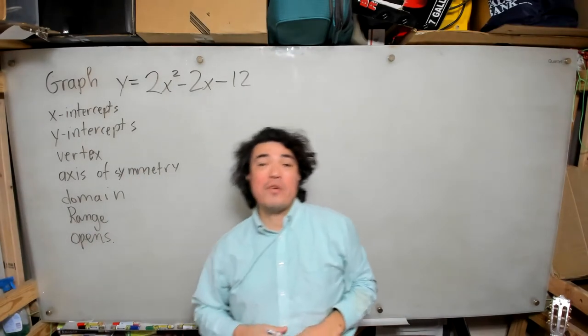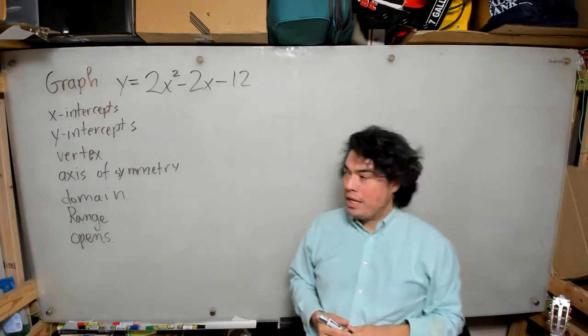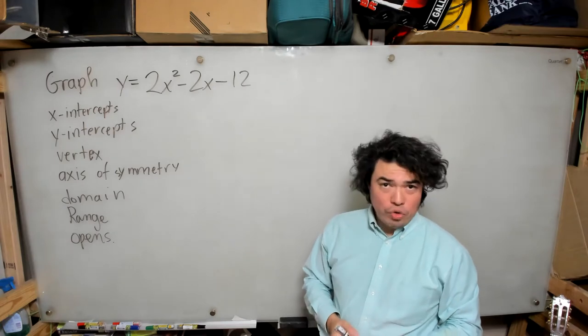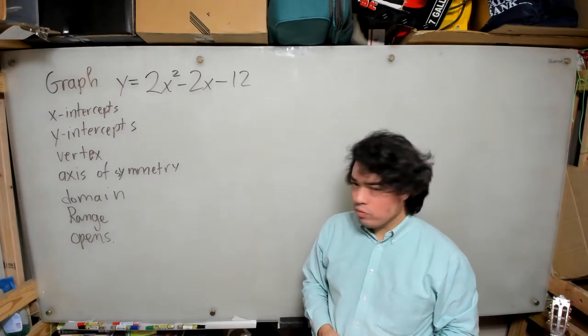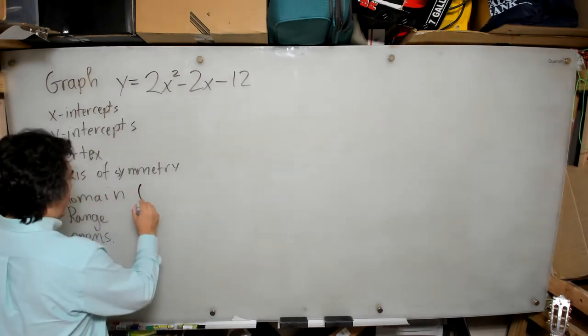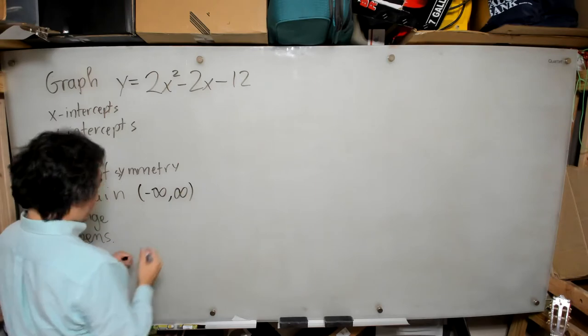Okay, so now we're gonna do the graph of this quadratic, which is in standard form. And as with all quadratics, we can already state something concretely about it. We can say that the domain is gonna be from negative infinity to infinity.